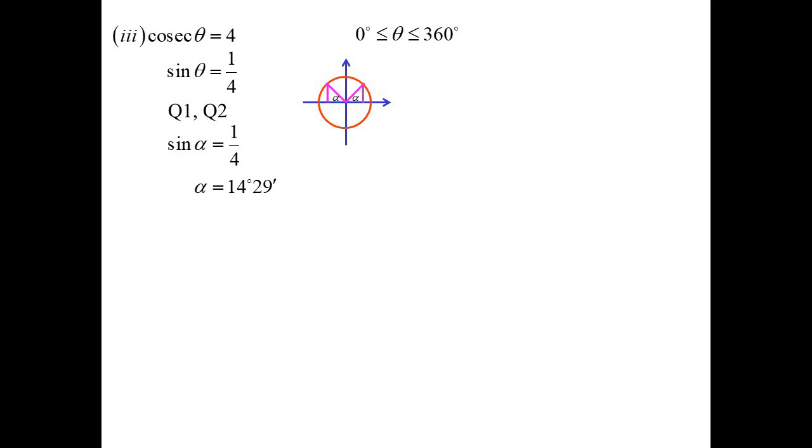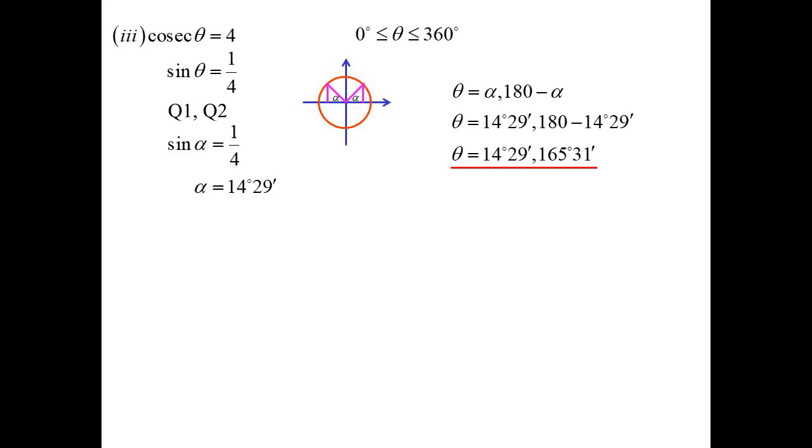Cosec. Unfortunately, we don't have a cosec button on a calculator. So the first thing we do is to turn it into a ratio that we do have on a calculator. And the reciprocal of cosec is sine. So it's the same as answering the question when sine theta equal to a quarter. Okay, sine, positive. We're in quadrants 1 and 2 this time. All right, find that acute angle. It's 14 degrees 29. So in the first quadrant, it's normal. Second quadrant, 180 minus the acute angle. So we end up with 14.29 and 165.31.